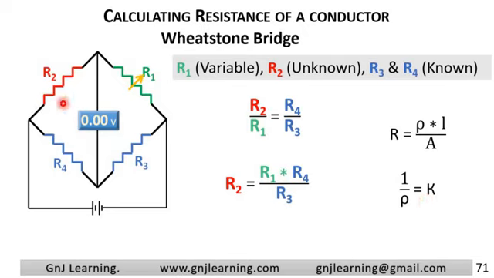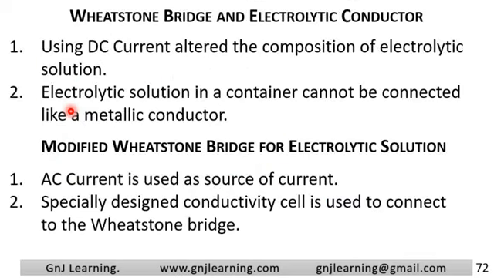So this is all about metallic conductor. But if I am using an electrolytic conductor, which is my prime importance in this chapter, to find out the resistance of an electrolytic conductor, I face two problems here. What are those problems? Wheatstone bridge and electrolytic conductor using a DC current. So Wheatstone bridge is using DC current. It will alter the composition of electrolytic solution.